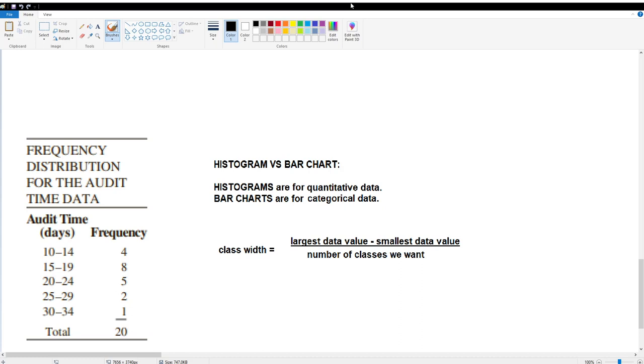When we're constructing a histogram, we need to decide how wide we want each bar to be. To do that, we have something called the class width. The class width is equal to the largest data value minus the smallest, also known as the range, divided by the number of classes we want. This means the width of your rectangles will depend on how many rectangles you want to have. In this class, we will clearly define how many rectangles we want to have. In most cases, you'll already have your histogram.